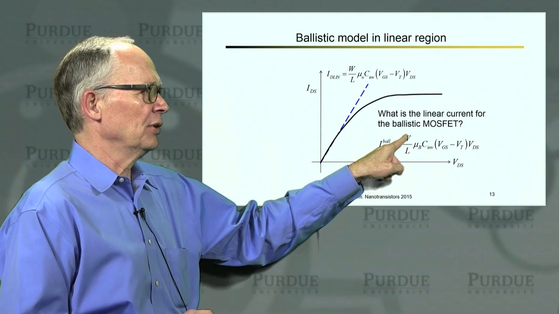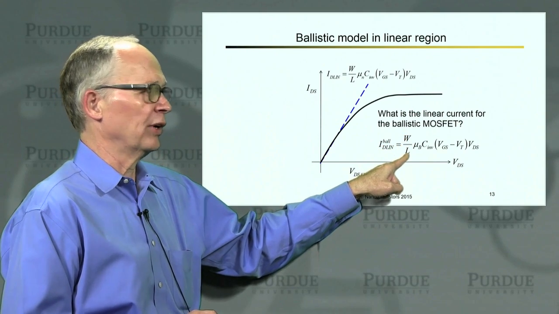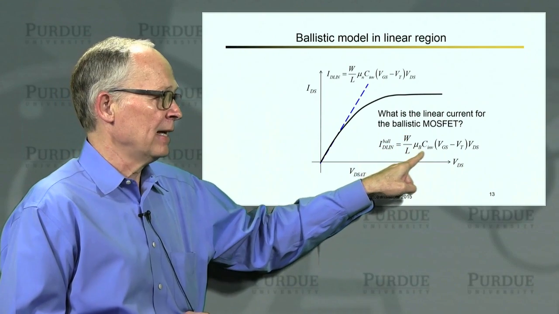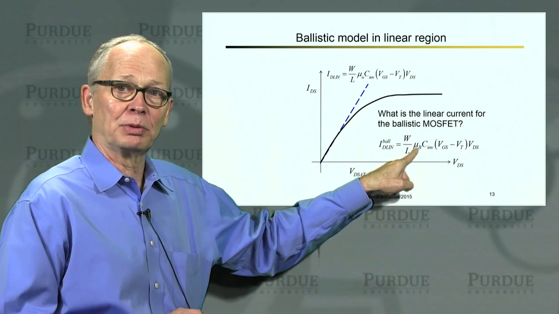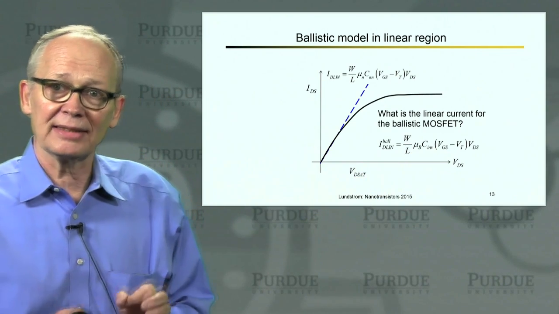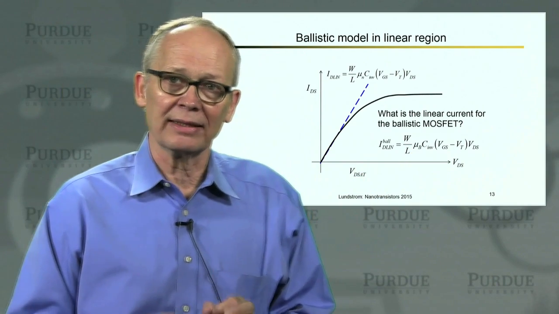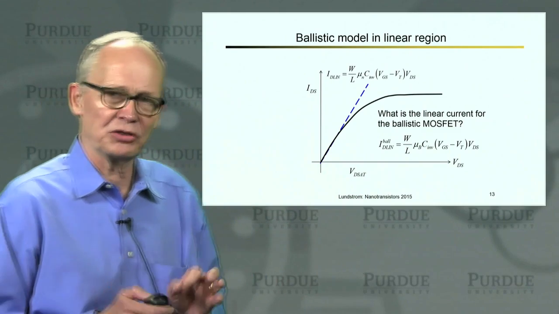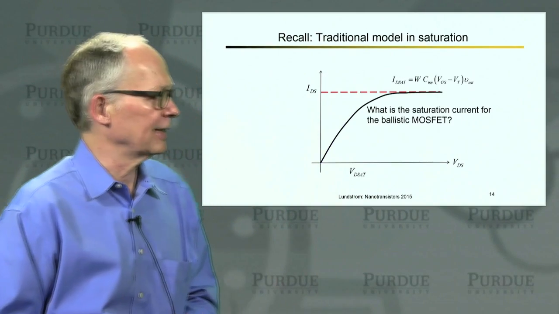Remember here that even though the expression has a W over L for the ballistic current, the ballistic mobility is proportional to L, so the ballistic current is independent of length as it should be. We've just rearranged terms to make them look the same.